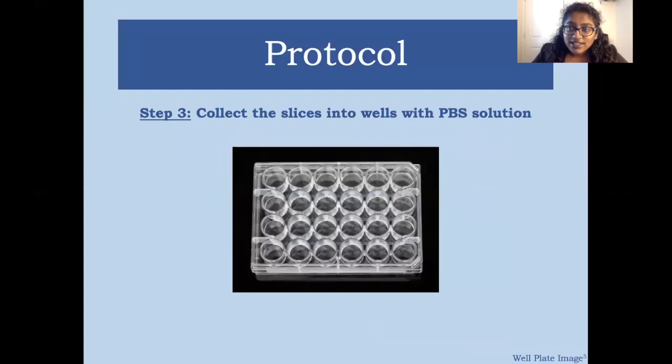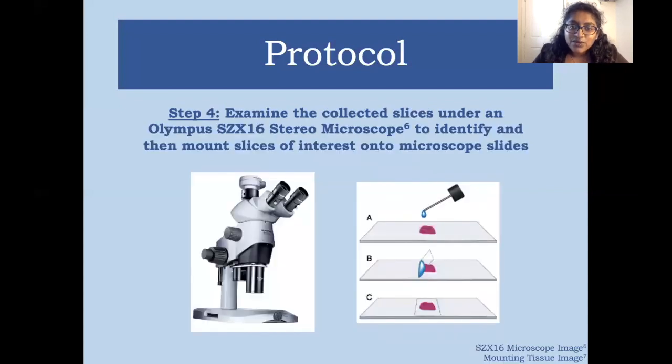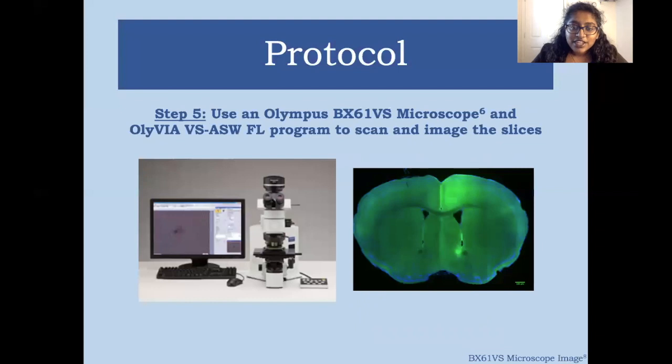Once we've collected our slices with the Vibratome, we can put them into a well plate that contains PBS solution. And then we can examine our collected slices under an Olympus SZX16 stereo microscope to identify and then later mount our slices of interest onto microscope slides. We then want to take our microscope slides and look at them under an Olympus VX61VS microscope and use the Olivia VS-ASWFL program to scan and image these slices. So once they're properly imaged, they should look like the slice on the right.